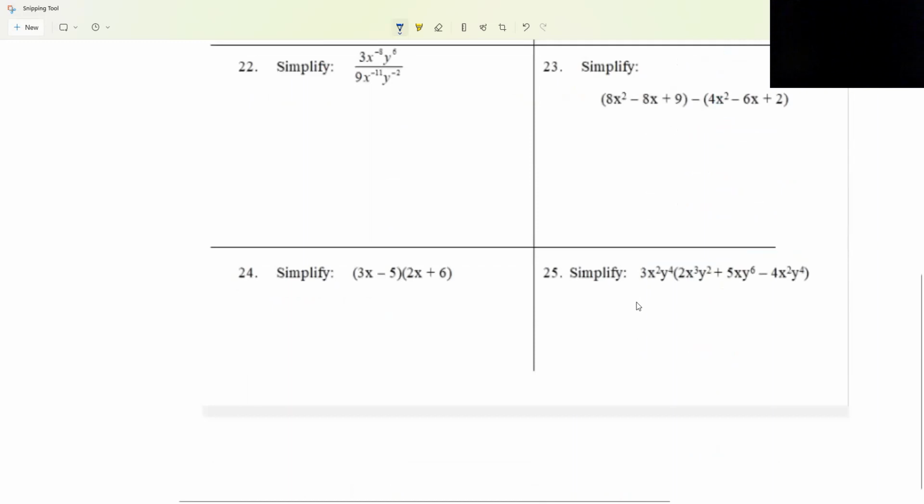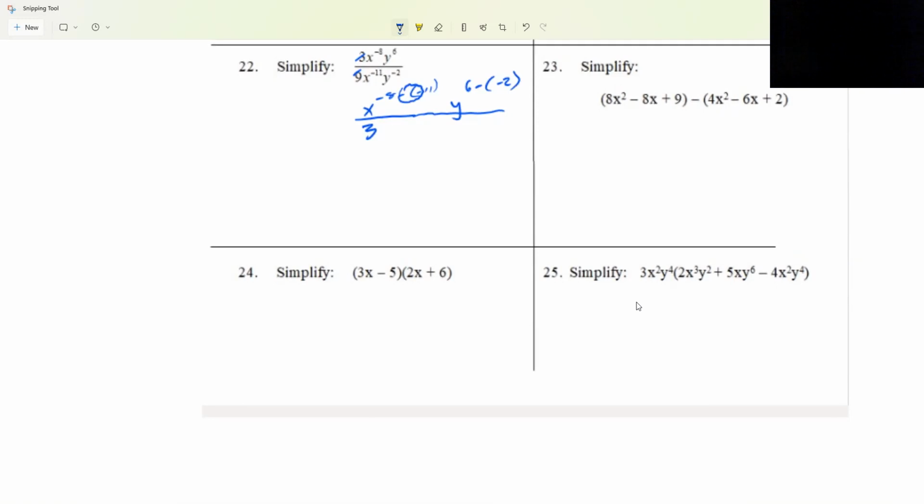So number 22, it's the same deal. I'm just going to reduce this down, and that's what these really are. I'm just reducing the problems. So I got x minus 8 minus negative 11. Be careful if you're doing it that way. And got y 6 minus negative 2. All right. So when I do that, remember, this is going to be half. So I'm going to get x to the third, and y to the 8 all over 3.